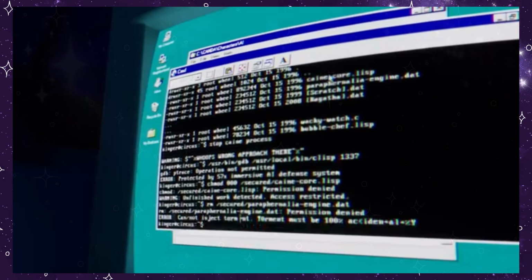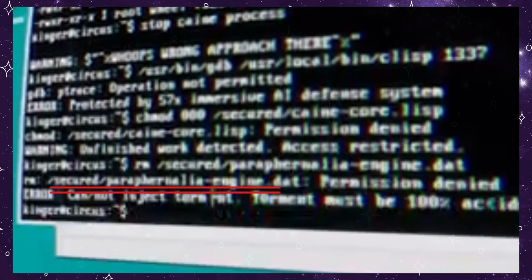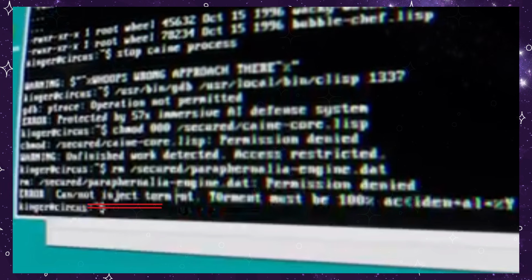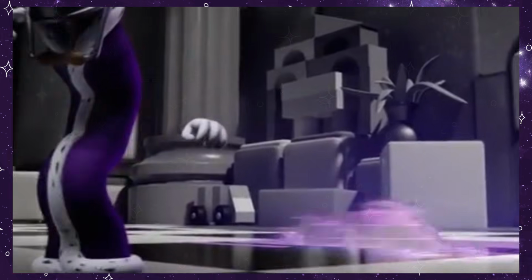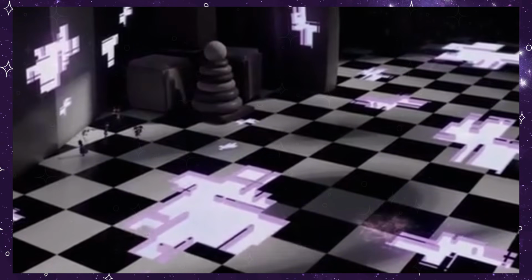Kinger tried multiple times to get through to Kane, but it doesn't work, so he moves on to trying to delete the paraphernalia engine, but this also fails. It looks like it gets blocked as a potential threat to the digital circus inhabitants, which is interesting. What it actually says is that this action would cause torment, and the torment has to be 100% accidental. Is what it's saying here that deleting the whole engines could hurt or torment the characters?